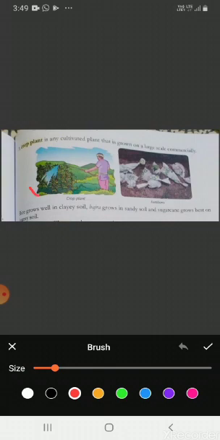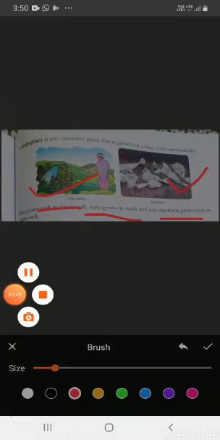This is the crop plant. Rice grows in clay soil, bajra grows in sandy soil, and sugarcane grows best in loamy soil. What is fertilizer? This is the figure of fertilizers. Fertilizers are chemical or natural substances added to soil to increase its fertility.